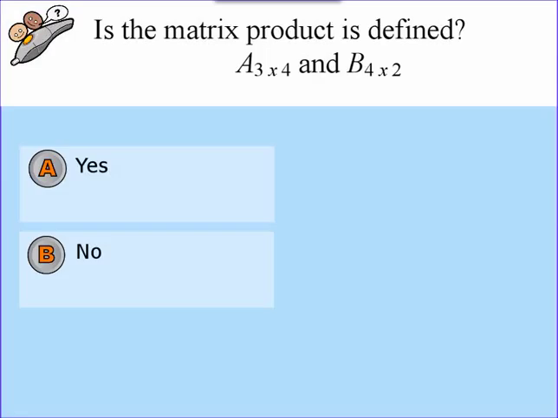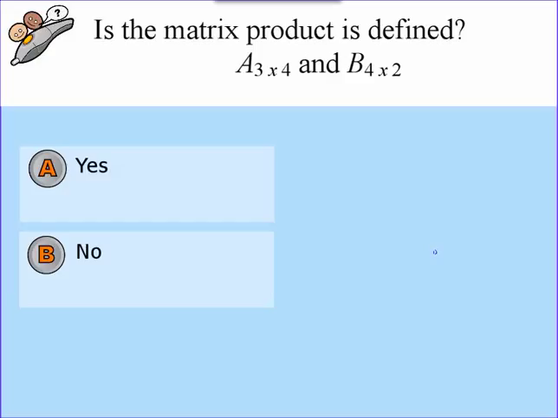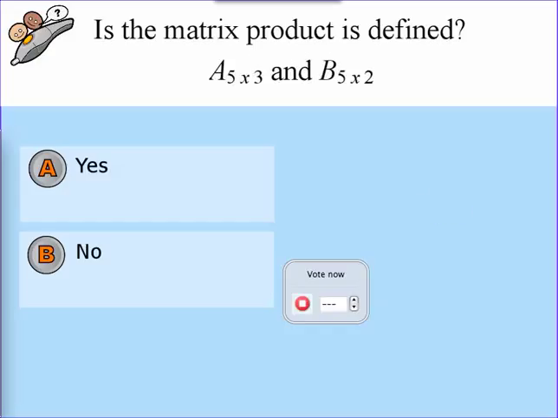And so now I've got a question for you. Is that matrix product defined? Yes or no? Yes, good. Now, in what we just went over, what would the remaining dimensions be? 3 by 2. Good. Okay, is that one defined? Yes or no?